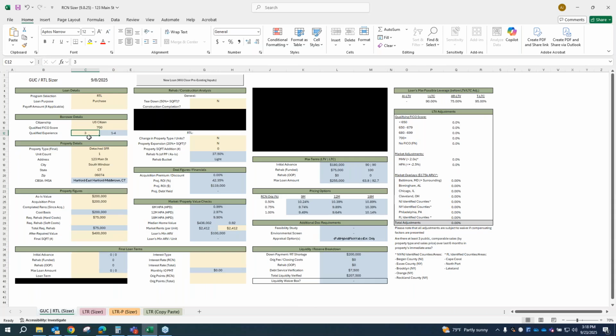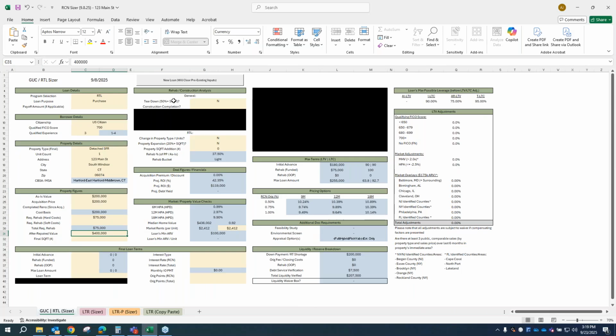FICO score and experience, which 90% is pretty legitimate. I think that's pretty solid for 3 experience. I know most of you have been with us for a long time, know that that's not always been the case. You're going to complete your property details the same way you did on the other one, and then you'll get down to your property figures. So they're going to purchase a property for 200, put 75,000 into the property, and their after repair value is going to be $400,000.